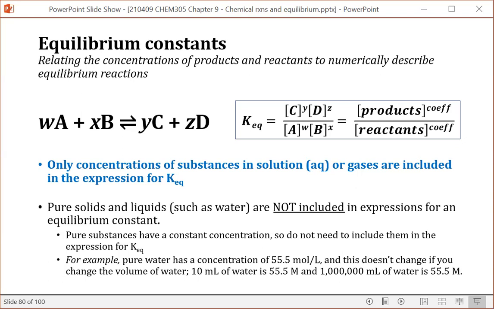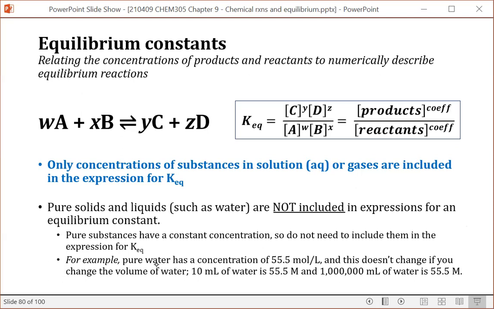Because they're not mixed into the solution, their concentration won't be changing as we add more of them to the solution as they're produced in the chemical reaction, or as we remove them from the solution as they're used up in a chemical reaction. So only things that are gases or aqueous are included in KEQ expressions, and pure substances like solids and pure liquids are not included. So if water is in the liquid state, you don't include it. But if water is in the gas state, you have water vapor in your chemical reaction, or you're producing water gas, then you would include it in the KEQ expression.